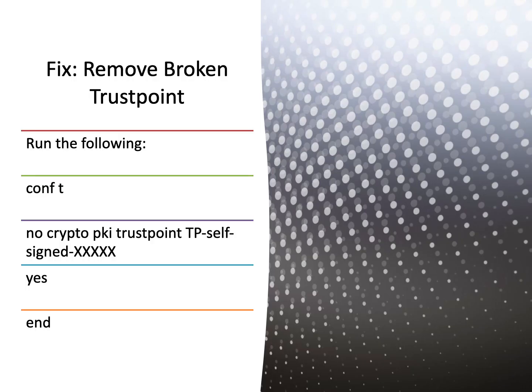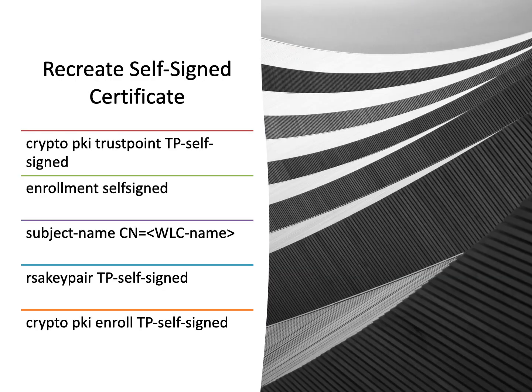So how can we fix it? First we need to identify which trust points are broken. Based on that, we can remove the trust point using commands like config, no crypto pki trustpoint, whatever the trust point name is, and delete it. Once the trust point has been deleted, we need to generate a self-signed certificate, if it's a certificate-based issue. Then you can generate a new certificate using those commands.